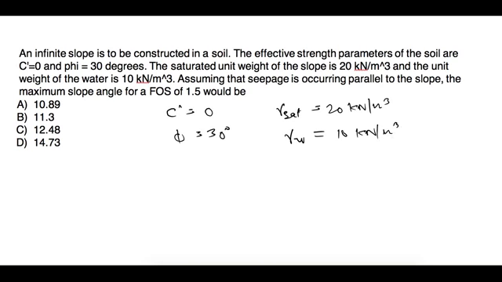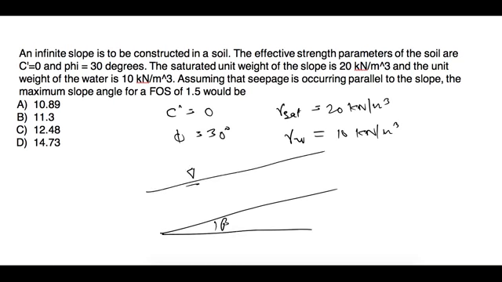Assuming that seepage is occurring parallel to the slope, so the slope is there something like this and seepage is occurring. They are not giving anything about the height of the water table, so we will consider it up to the maximum height of the slope. So what else is given? Assuming that seepage is occurring parallel to the slope, find the maximum slope angle for a factor of safety of 1.5.